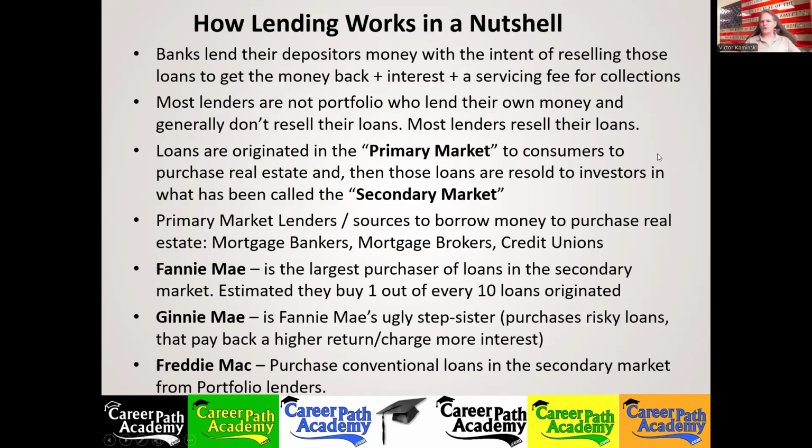Now, loans are originated in what is called the primary market or primary mortgage market. Those are where the loans are originated to the consumers to buy real estate. And then when those loans are resold to investors, which are just usually other banks or insurance companies or investment funds, that is what is deemed the secondary market or secondary mortgage market, either way. So the primary market lenders originate loans to the consumer to buy real estate, and they do that through mortgage bankers, brokers, and credit unions.